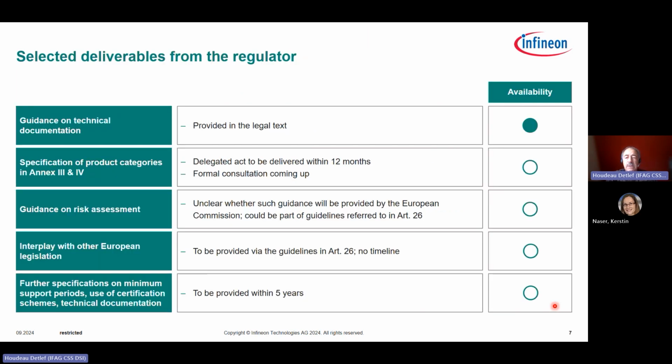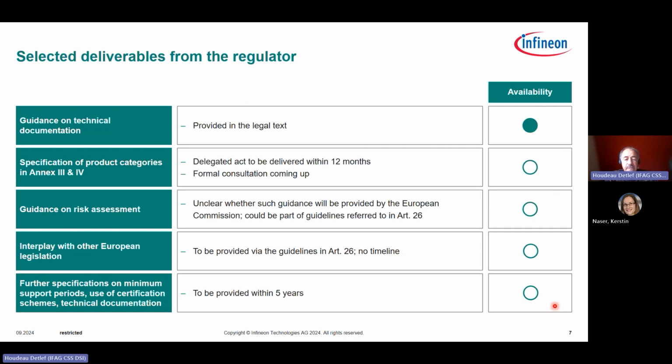So if you ask what is available today: guidance on technical documentation, this is provided in the legal text, specification of product categories in Annex 3 and 4. We expect a delegated act to be delivered within 12 months. That means the regulation is more a framework regulation, and the delegated acts define more specific criteria. Formal consultation coming up on this.